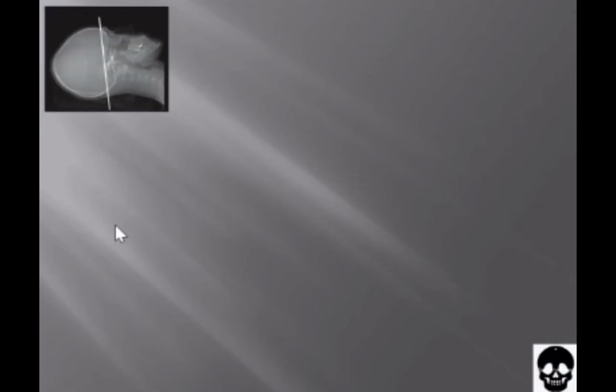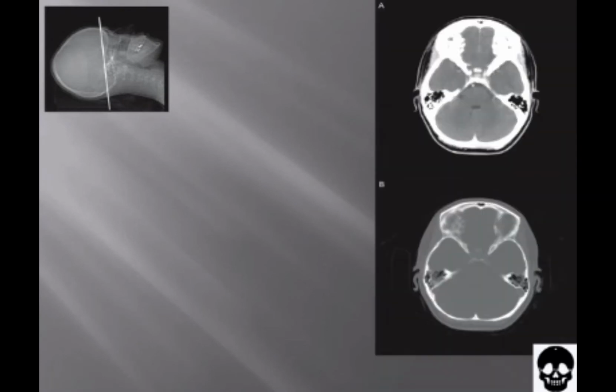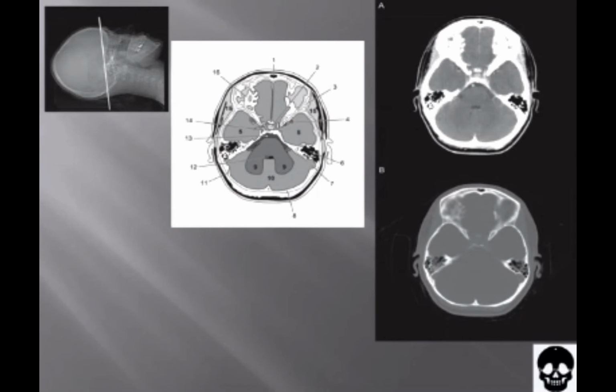Third cross-sectional image. Number 1, frontal sinus. Number 2, pituitary. Number 3, sphenoid bone. Number 4, middle cerebral artery. Number 5, temporal lobe. Number 6, mastoid air cells in left temporal bone.